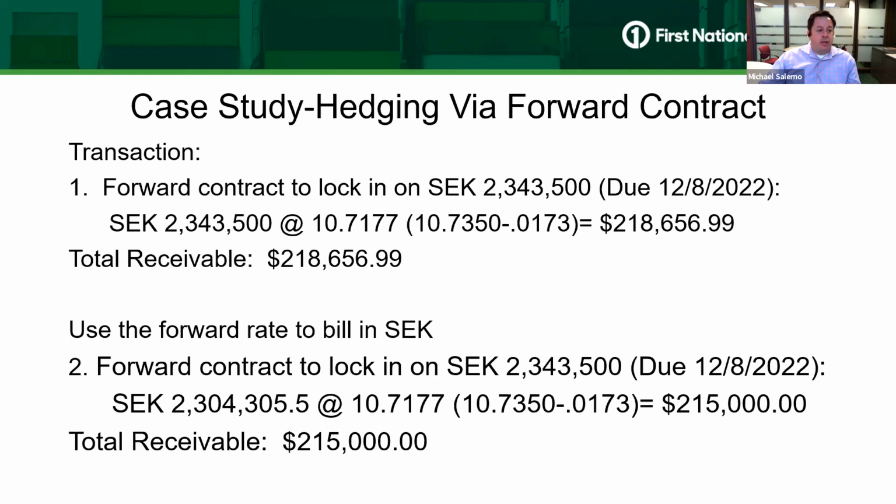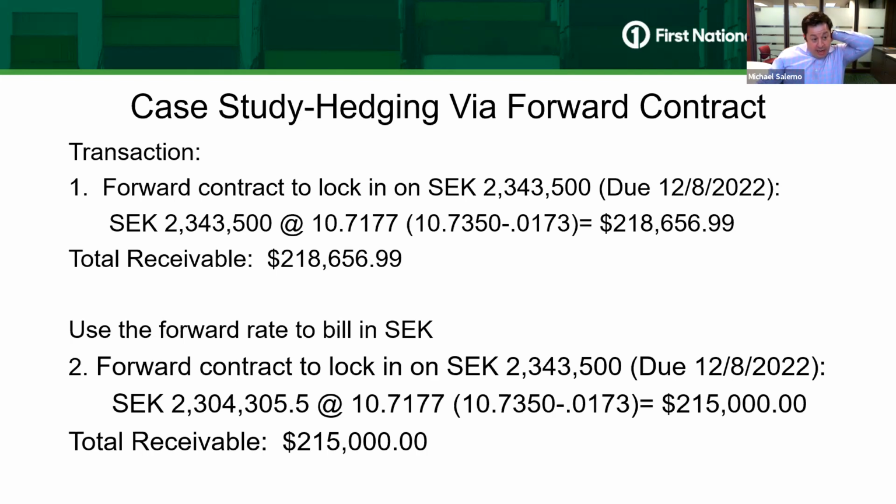When they locked this rate in at 10.7177, we agreed that at that rate that was executable, that we were actually going to pay them $218,656.99. So they're actually going to make a little more because of their internal rate.